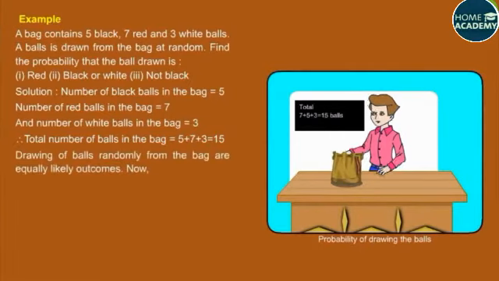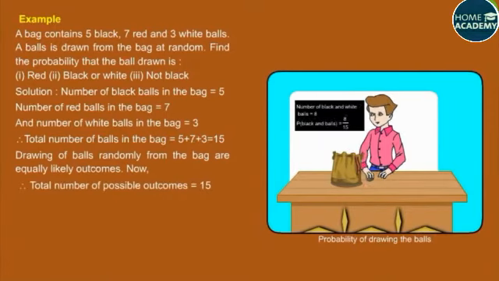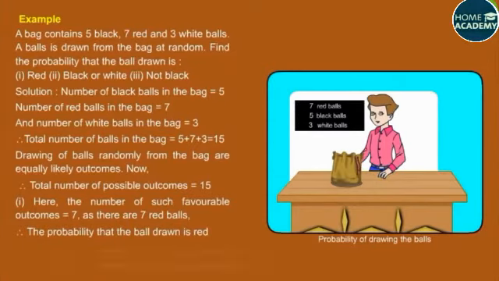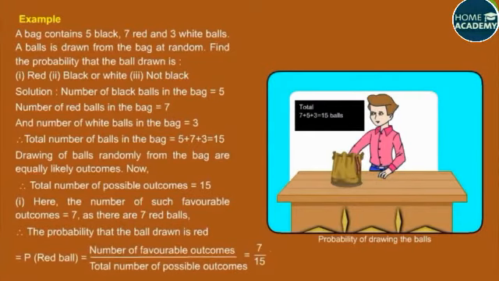Drawing of balls randomly from the bag are equally likely outcomes. Now, total number of possible outcomes is equal to 15. Here, the number of such favorable outcomes is equal to 7, as there are 7 red balls. Therefore, the probability that the ball drawn is red equals number of favorable outcomes over total number of possible outcomes equals 7 upon 15.